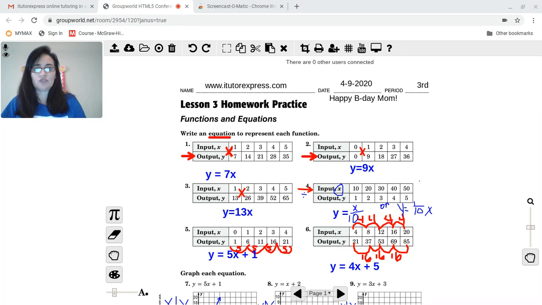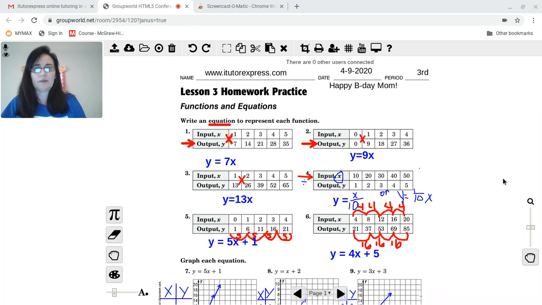Okay, write an equation to represent each function. Number 1, input x and output y. The equation would be y equals 7x. Because if you look at it, it looks like they're multiplying: 1 times 7, 2 times 7, 3 times 7, and you get your answer. See how the answer is very consistent?